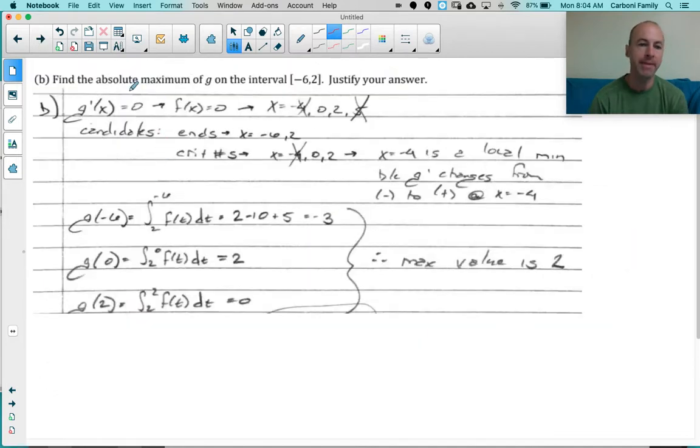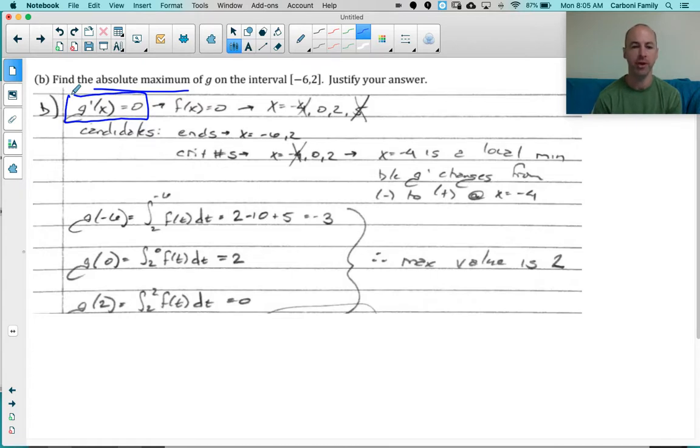Okay, so part B, find the absolute maximum. The second you see that, you should immediately think endpoints and critical numbers. Even without the word absolute, anytime you see a reference to max or min, you immediately think critical numbers. And if you are going to find critical numbers, you have to set the derivative equal to 0. You absolutely must write down g prime equals 0. If that is not in writing, you lose points.